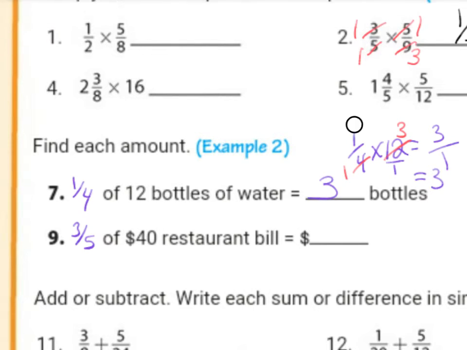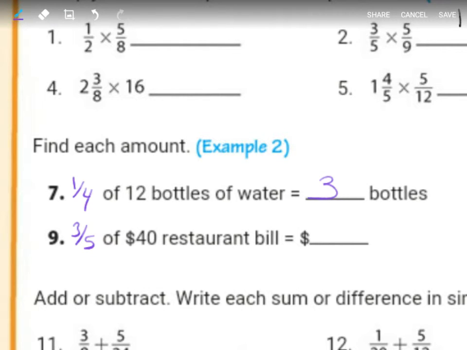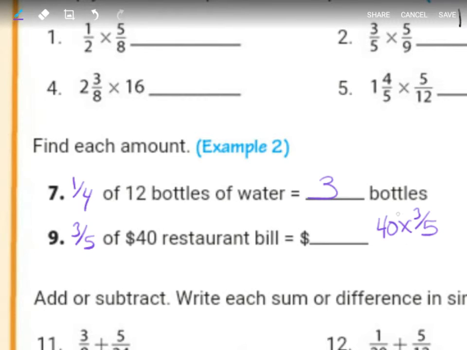And we'll do this one more. We're going to do this one right here. The 3/5 of a $40 restaurant bill is what? So let's see. We've got a $40 restaurant bill. We want to multiply it by 3/5 because it says of. 3/5 of it. Of usually means multiplication. Just stick this over 1.